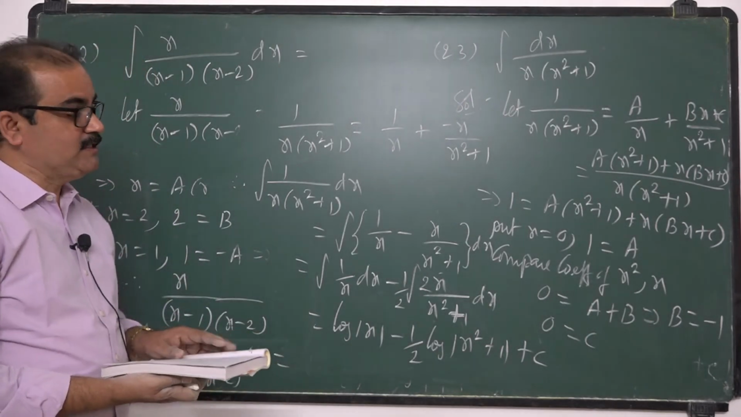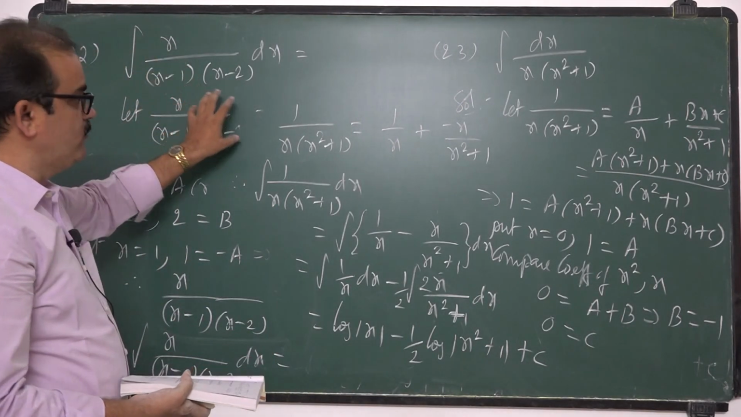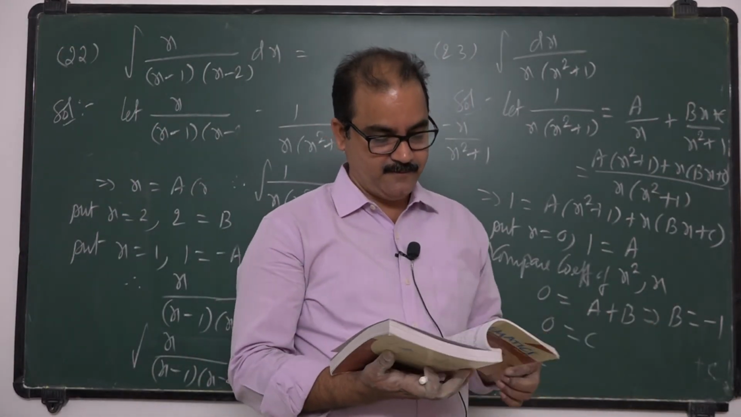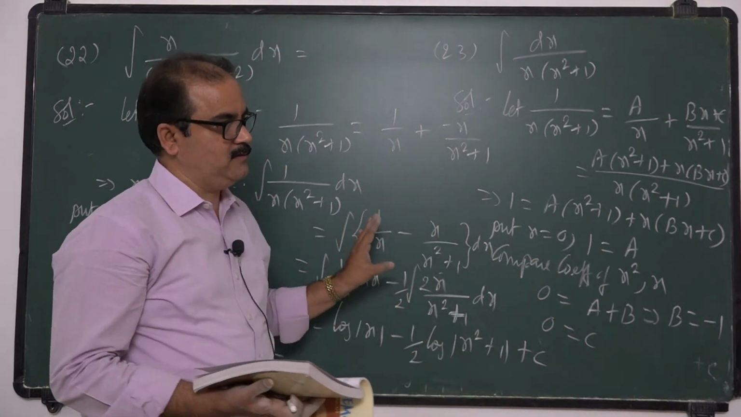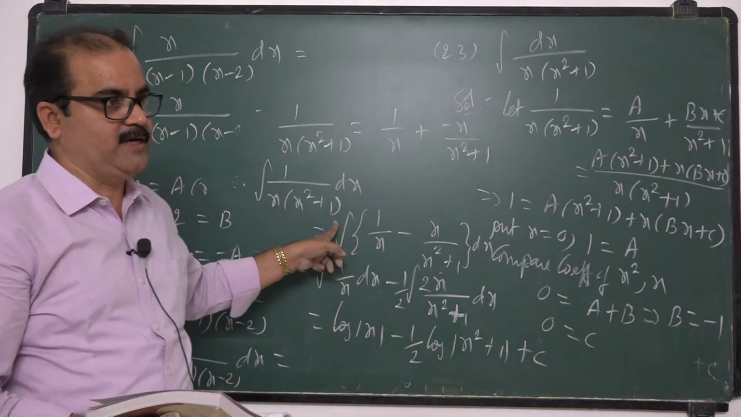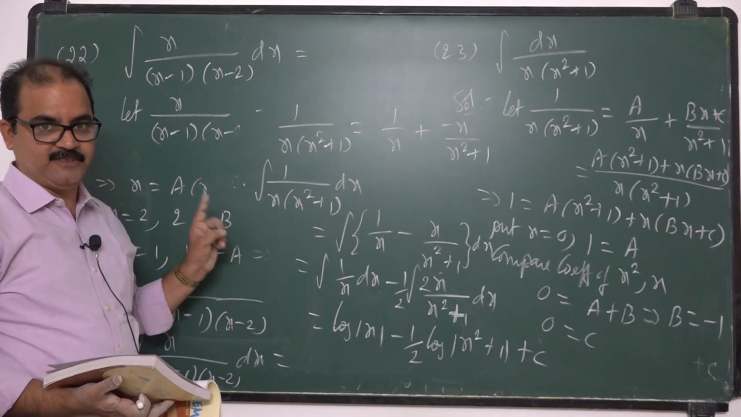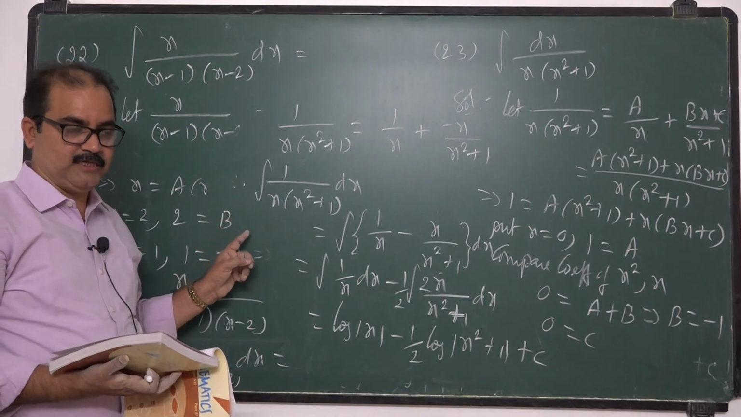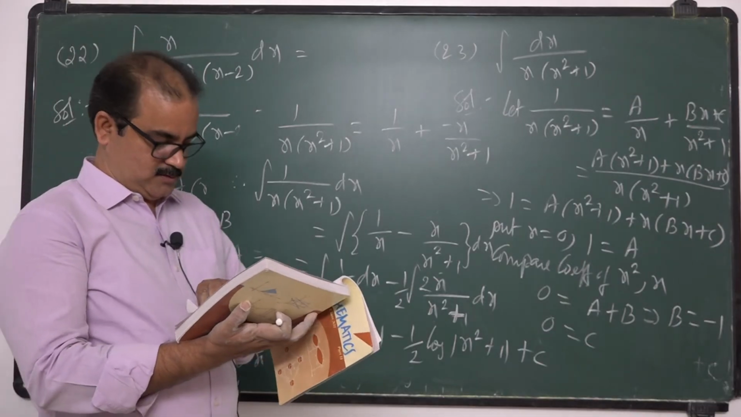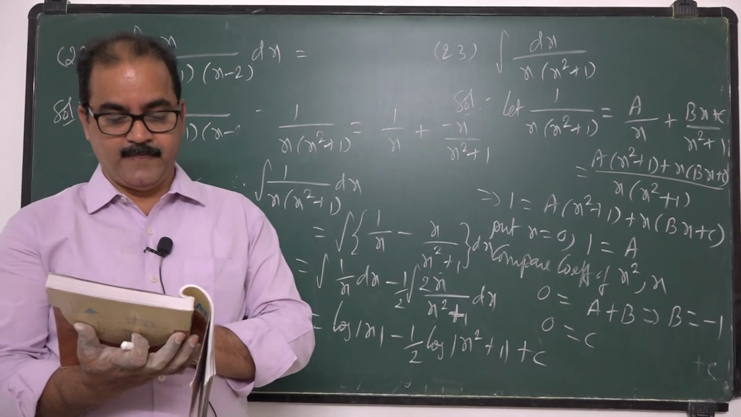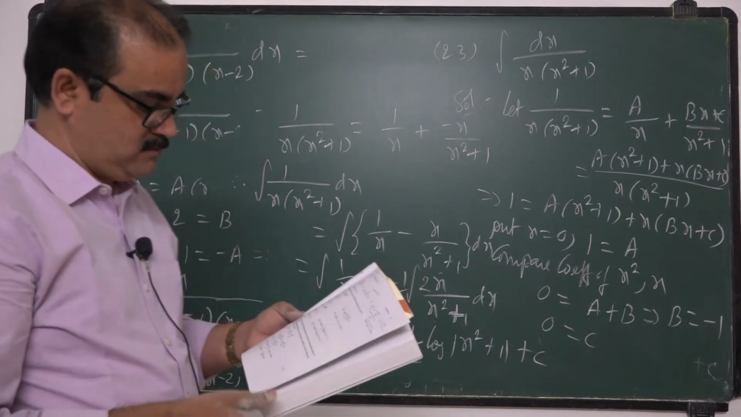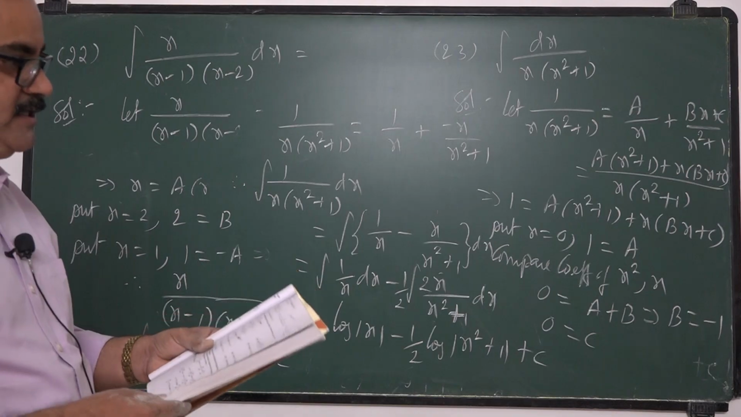First of all, in any problem, resolve the given problem into sum of partial fractions and then integrate. With this method, two methods are completed in integration. First one, integration by assumption or by substitution. Second method, integration by resolving into partial fractions. Now we will discuss the third method, integration by parts. This is the last method in integration.